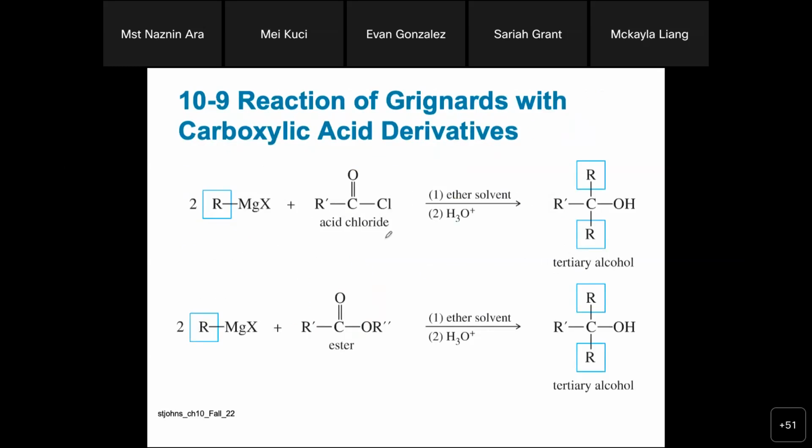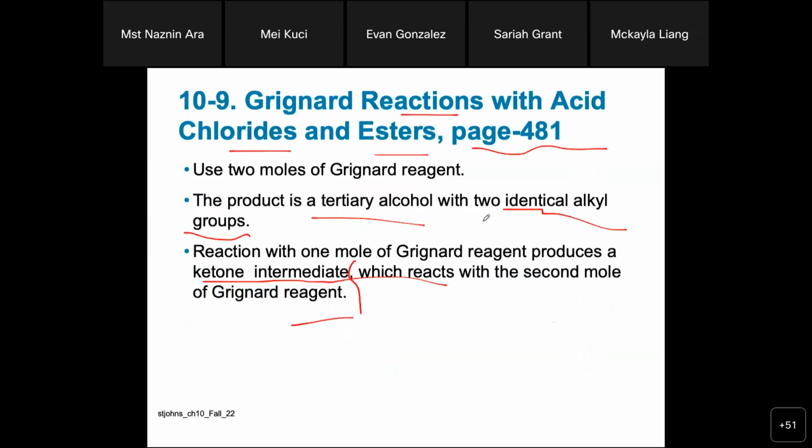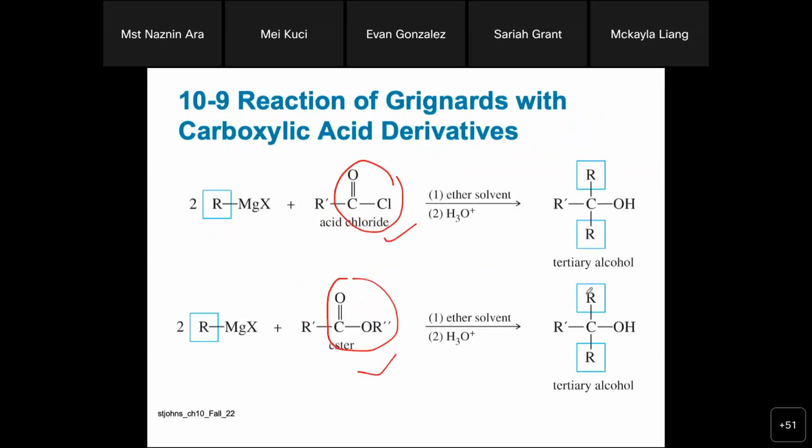See here, the acid chloride or ester: COOR is the ester group, and COCl is the acid chloride group. Remember that if you have 1 mole of Grignard, it will stop at the keto intermediate. But for the tertiary alcohol, you need 2 moles of Grignard reagent. So if you have a question related to this, you need to look at how many molecules of Grignard reagent we have, and on that basis choose the product.